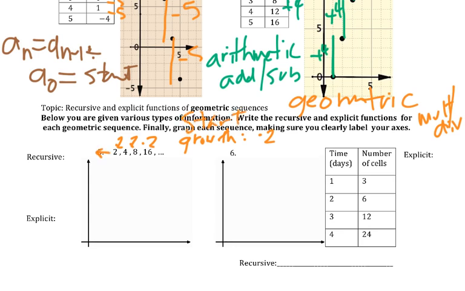So what's our start number? If we go back 1, we do the opposite: 2 divided by 2 would give us 1. So our start number is 1. So recursive: a sub n equals a sub n minus 1 times 2, and a sub 0 equals 1. For our explicit, a sub n equals our start number 1. And then what are we doing? We're timesing, so times by 2.